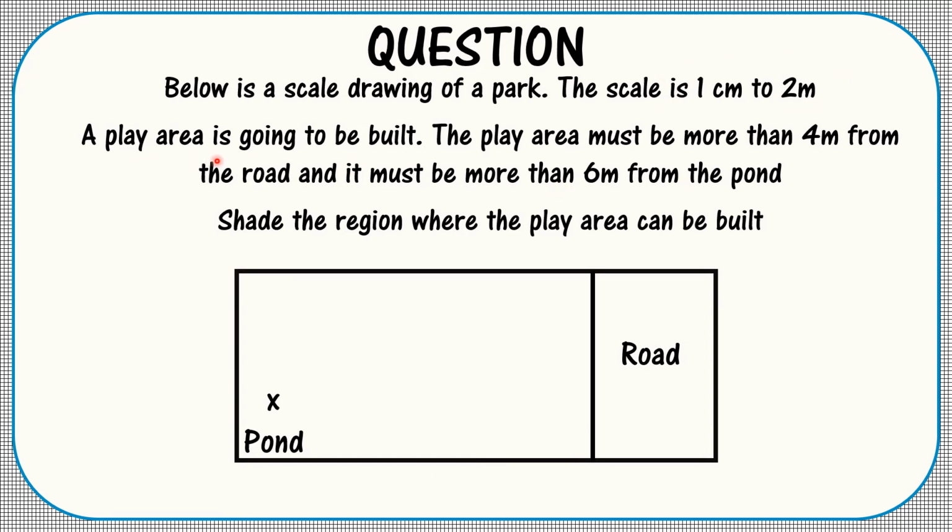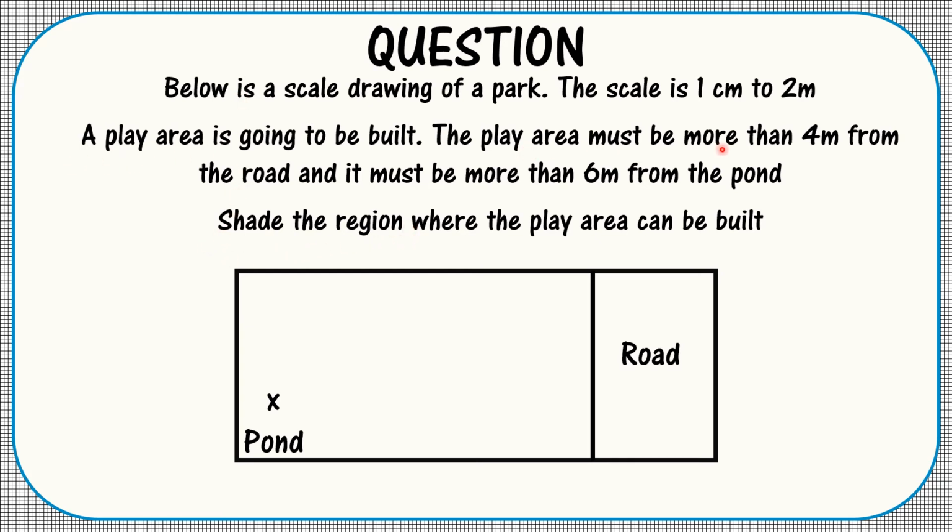A play area is going to be built. The play area must be more than 4 meters from the road and it must be more than 6 meters from the pond. Shade the region where the play area can be built. So as we see the word shade the region, we know it is a loci type question. So let's go through this one by one.